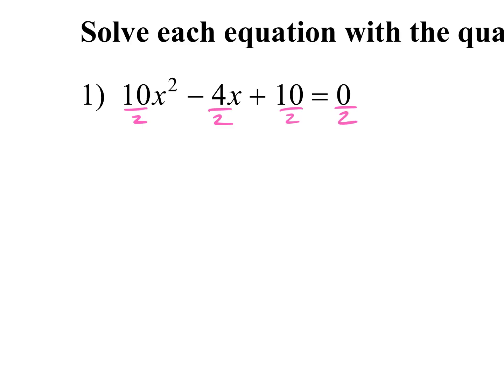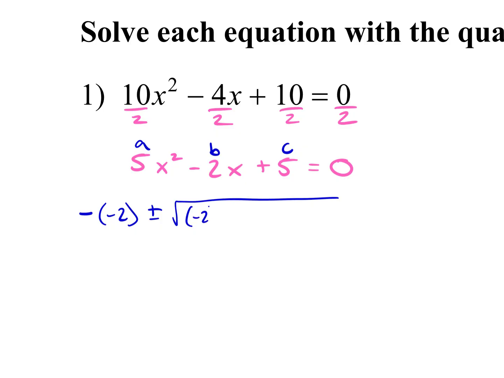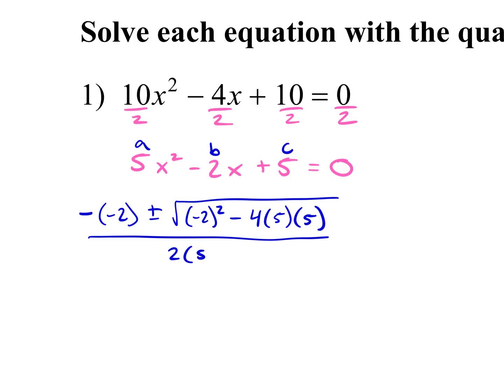And because our GCF is just a number, it goes away. So we have 5x squared minus 2x plus 5 equals 0. So what's our A? 5. What's B? Negative 2. And C? 5. Perfect. So let's plug it in. We have negative B, so that would be negative 2 plus or minus the square root of B squared, so negative 2 squared, minus 4 times A times C, so 4 times 5 over 2 times A, so 2 times 5.